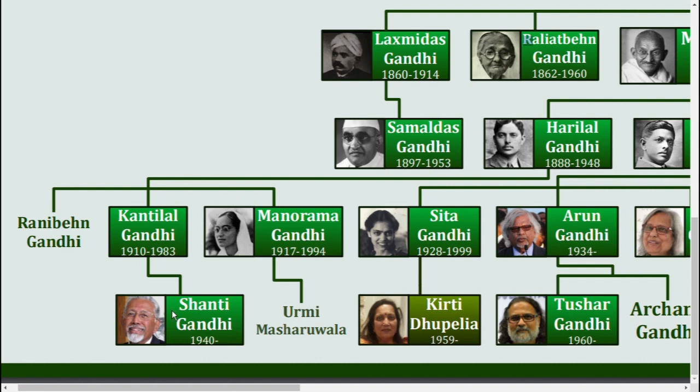Now, Manu was pretty special in Gandhi's story. It's said that near the end of Gandhi's life, she was one of the women who always stayed by his side to take care of him. And she had 1 daughter, Urmi Masharawala, right here.